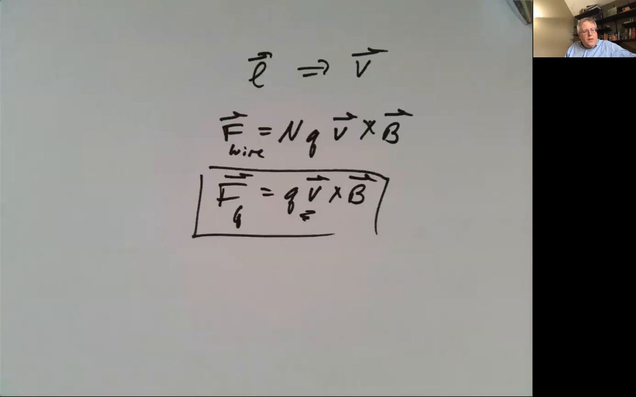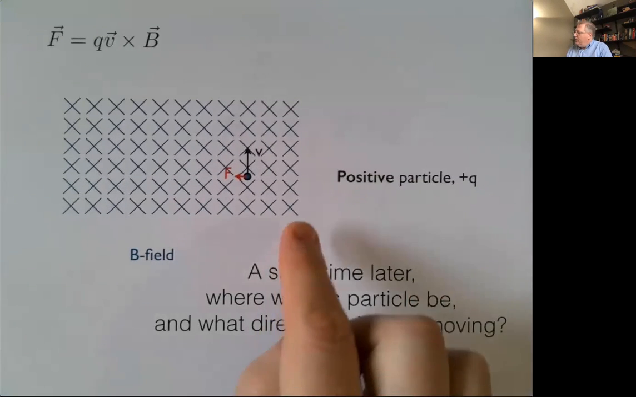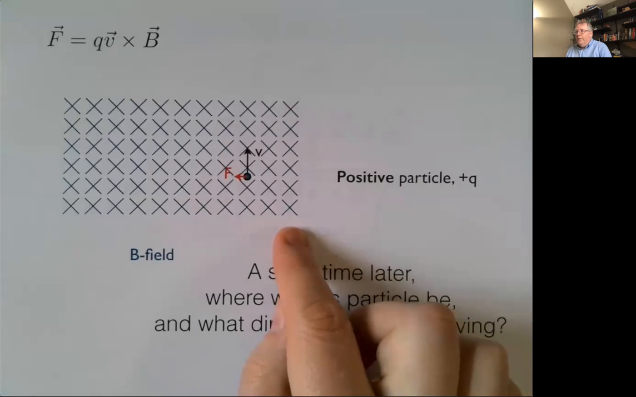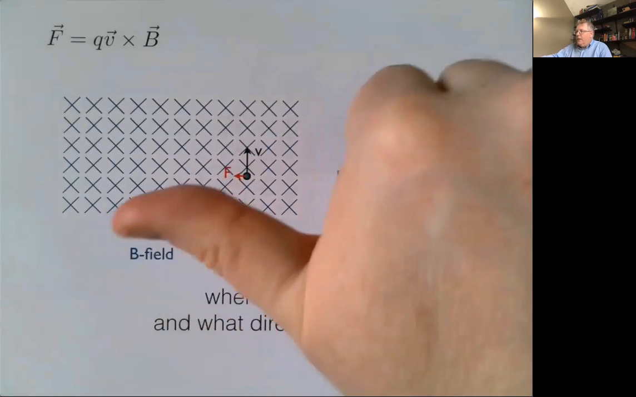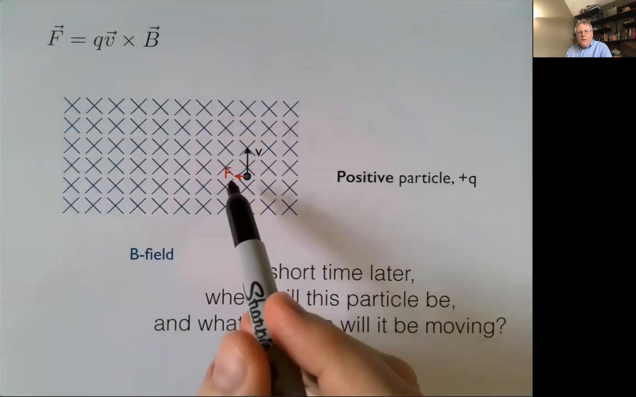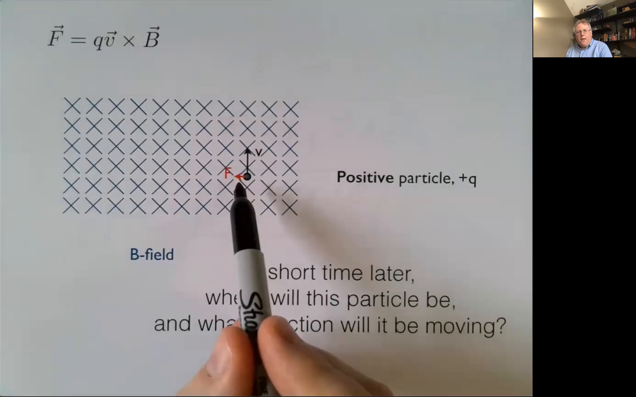Now, what I want to do here is ask what's going to happen to a particle as it's traveling through this. So let's say I've got a positive particle and the field is like this. It's into the page. So V cross B is a force to the left, so that's the F arrow. If I wait just a little while, where is this particle going to be, what direction is it going to be moving, and what's the direction of the force going to be on it a moment later?